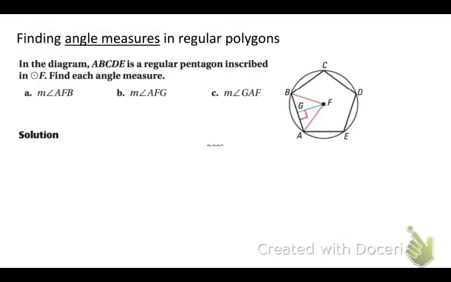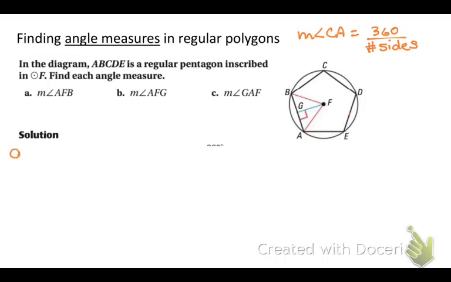So here we're going to practice finding angle measures in regular polygons. Remember our formula: the measure of the central angle is equal to 360 divided by the number of sides. So that's our formula to remember. In the diagram, ABCDE is a regular pentagon, it has 5 sides, inscribed in this circle F, and you're supposed to find each angle measure.